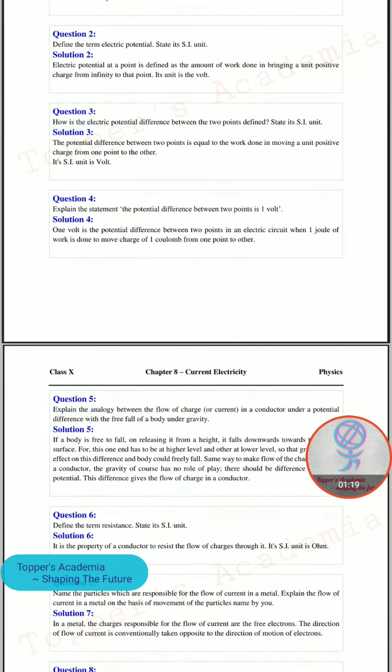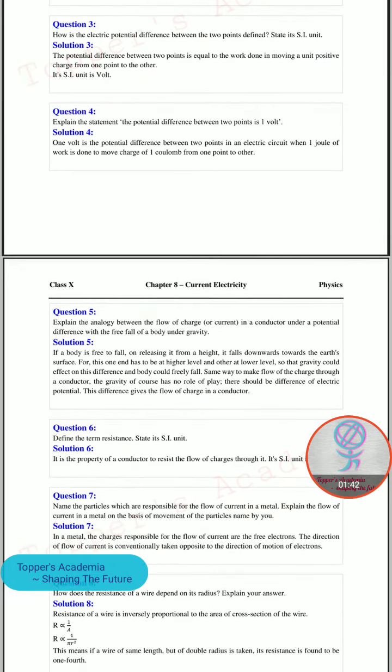Question number 4. Explain the statement, the potential difference between the 2 points is 1 volt. 1 volt is the potential difference between 2 points in an electric circuit when 1 joule of work is done to move a charge of 1 coulomb from one point to another. Then it becomes 1 volt. So if you write this answer, you will get full marks.